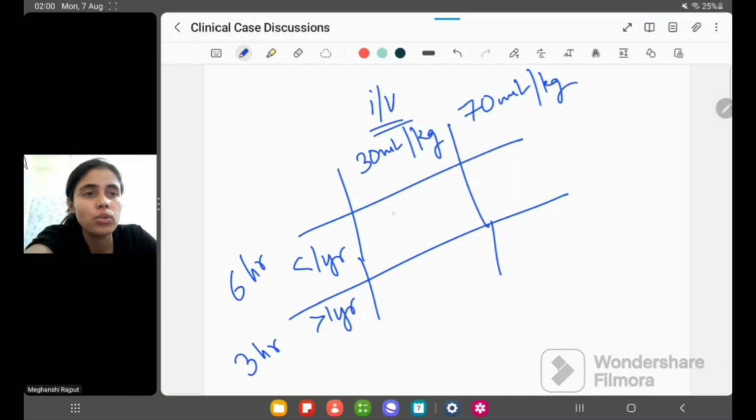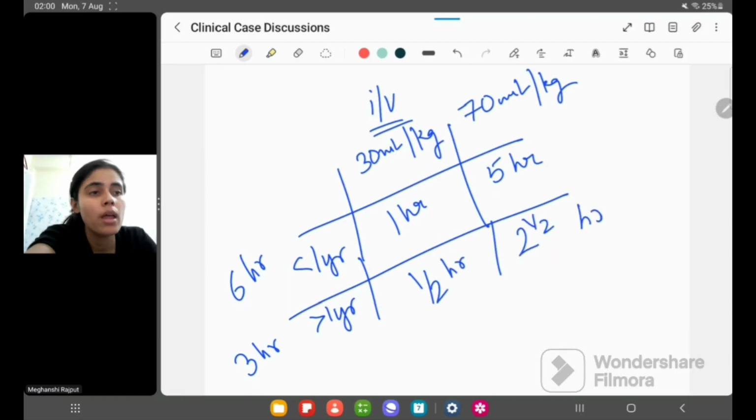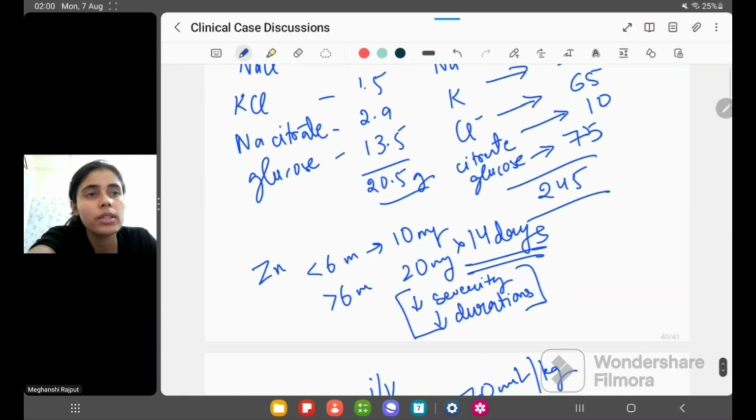So in the first hour, the 30 ml per kg is given, and for 70 ml per kg, we give 5 hours. Then in case of more than 1 year, it is around half an hour, that is 30 minutes, and then 2.5 hours for the later part. Okay, this is for the IV fluids.